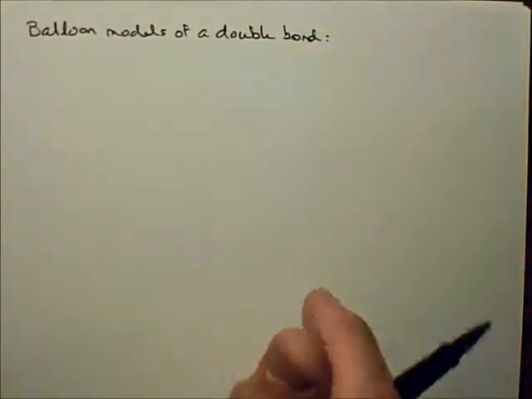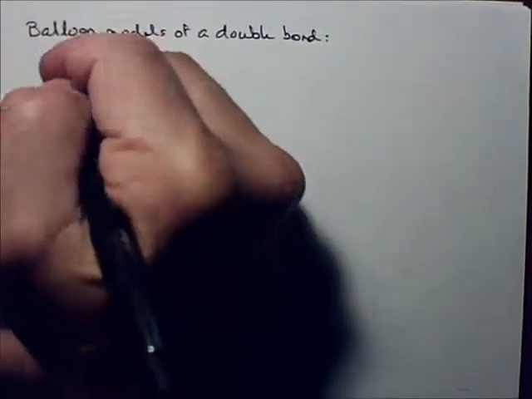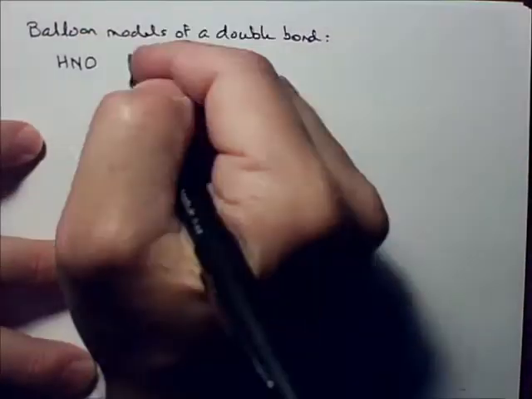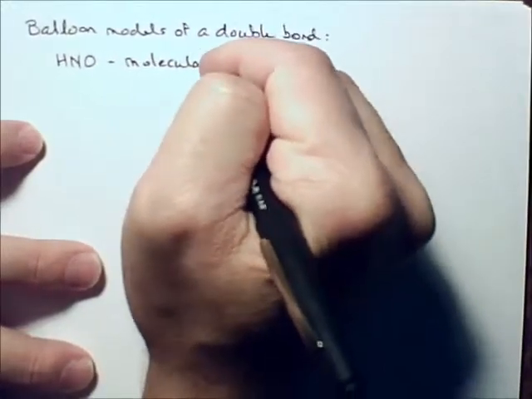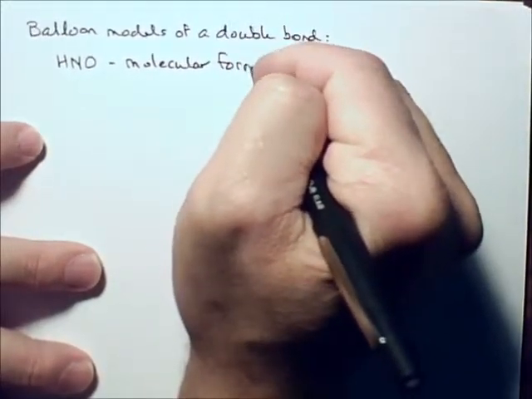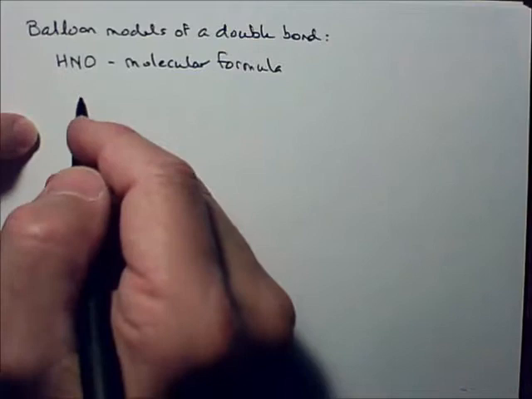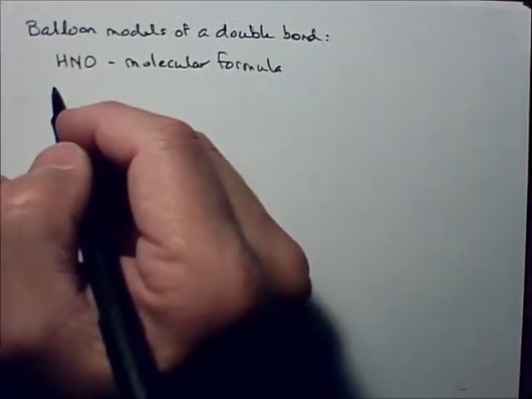All right, so last night I asked you to figure out the molecular shape of HNO. That's the molecular formula, and so far in this unit we're only dealing with formulas of covalent molecules. So the first thing you want to do, step number one, is to write the electron dot formulas.